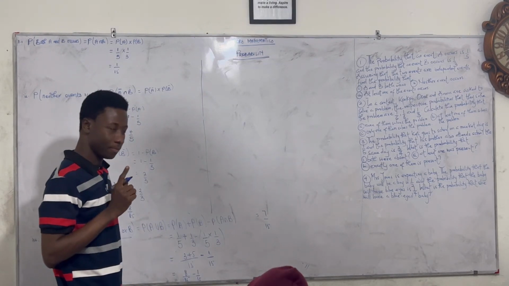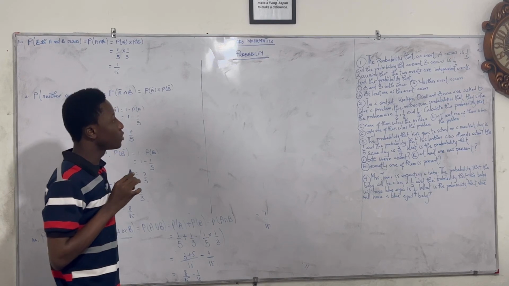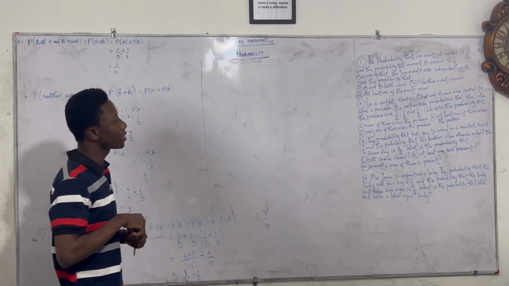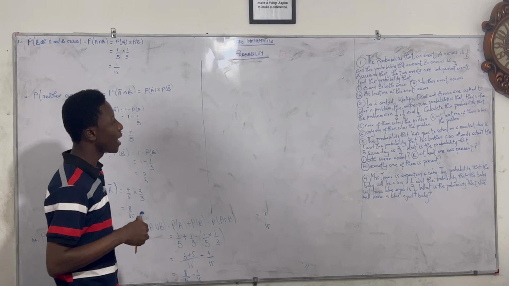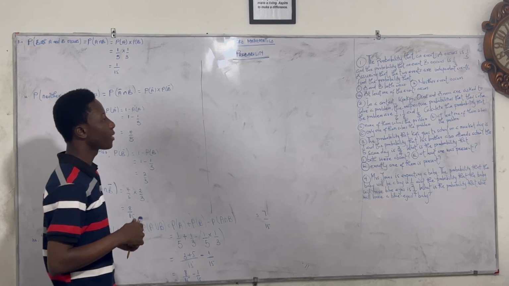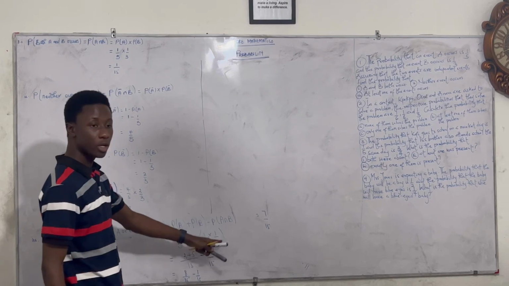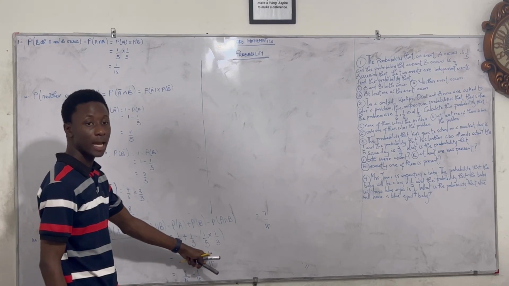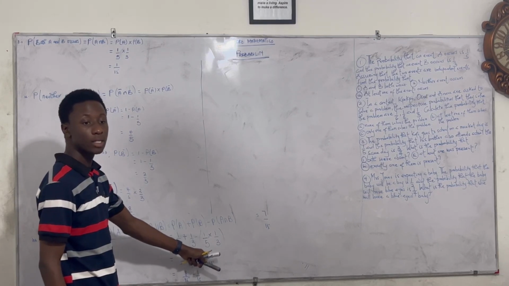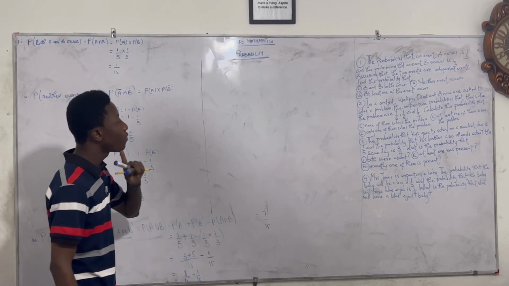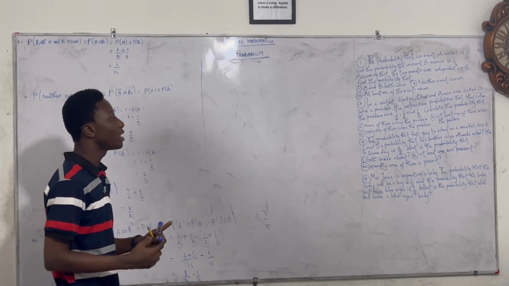Pay attention. The probability that event A occurs is 1/5, and the probability that event B occurs is 1/3. Assuming the two events are independent events. In fact, that's the main reason why here you did not make it 0. They told you they are independent events. They are not mutually exclusive. Now find the probability that at least one of the events occurs.